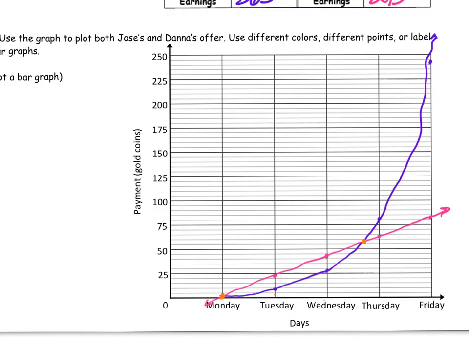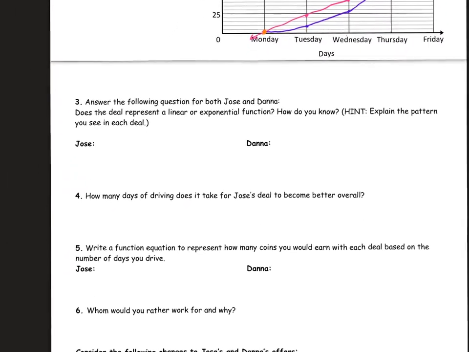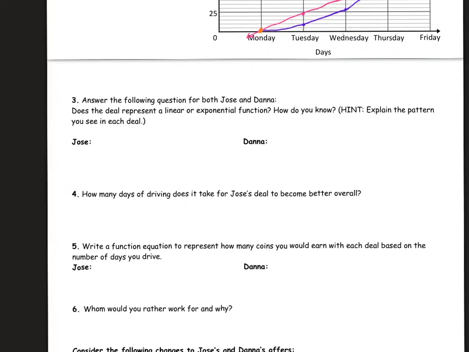Okay, so now let's go ahead and go to the next question. It says, answer the following question for both Jose and Donna. Does the deal represent a linear or exponential function? How do you know? And it says, explain the pattern. A hint is to explain the pattern.